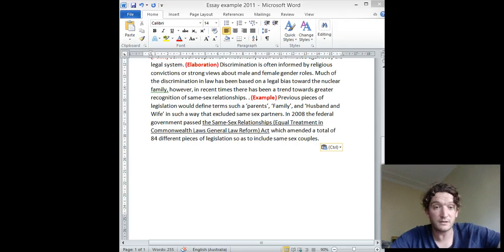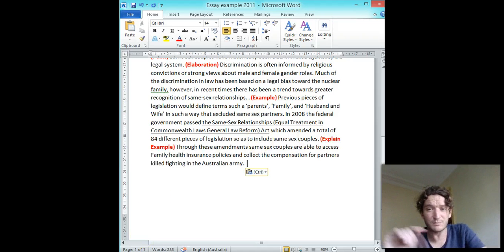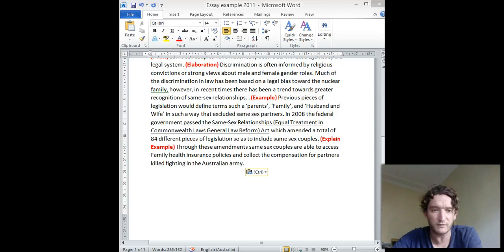Now that's good, but I need to explain why that's significant. I need to draw the connection for the marker about why this particular amendment is important. So I'm going to explain that example. Through these amendments, same-sex couples are now able to access family health insurance policies and collect compensation for partners killed while fighting for the Australian Army.